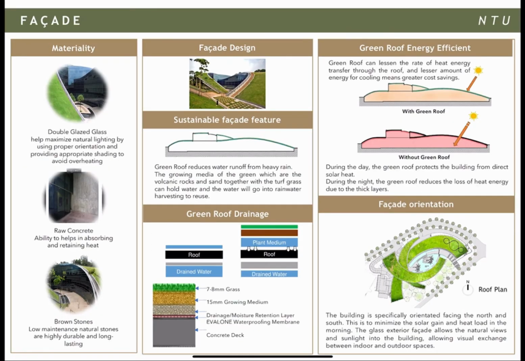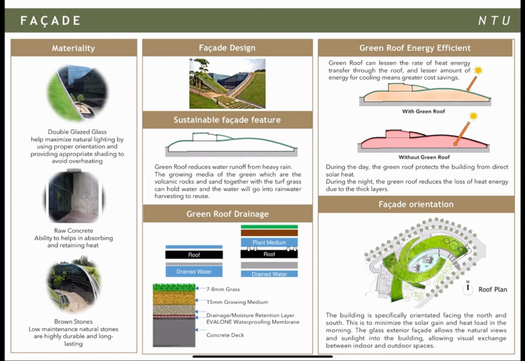For the materiality, the first and obvious one will be the double glazed glass. It helps maximize natural lighting by using proper orientations and providing appropriate shading to avoid overheating. And the second one will be the raw concrete. It has the ability to help in absorbing and retaining heat. And the third one will be the brown stone walkway. It is low maintenance natural stone and it is highly durable and long lasting.